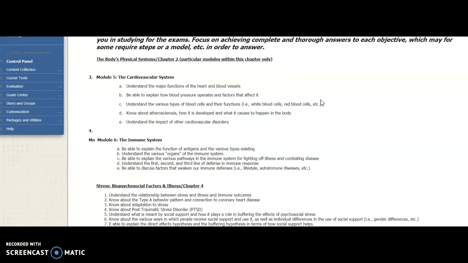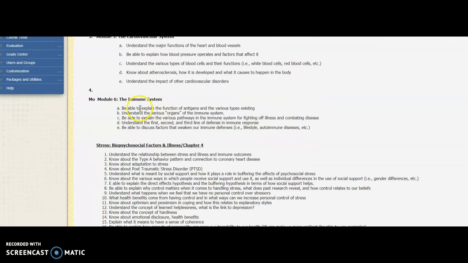Okay, so I've given you the objectives in understanding what you need to know for the cardiovascular system, different factors about it, understanding how it operates, as well as the immune system, what's its role in fighting off stress and combating disease and all of that.